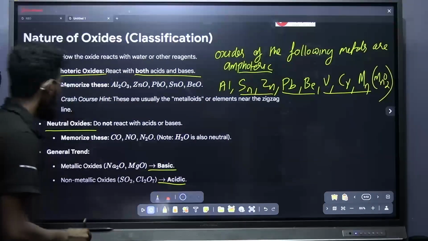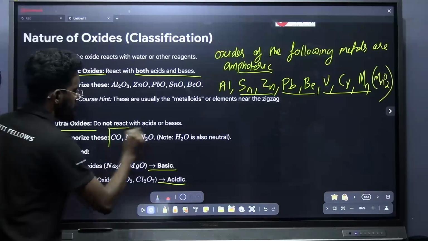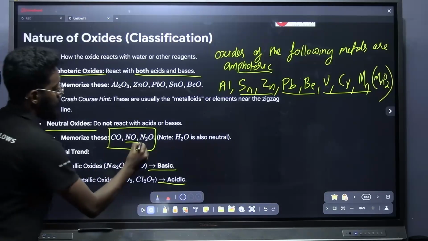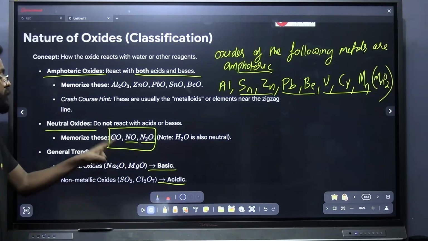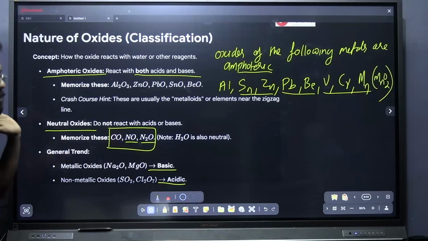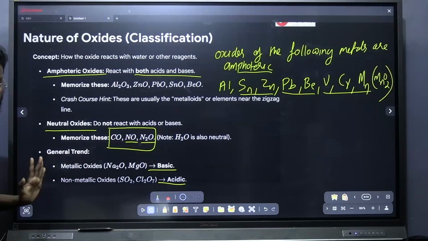Now what about neutral oxides? For neutral oxides, you only have to remember these 3: carbon monoxide, nitric oxide, and N2O. These are the 3 neutral oxides. You have to remember these 3 only, nothing else. Carbon monoxide, CO, NO, N2O. That is what you have to remember.